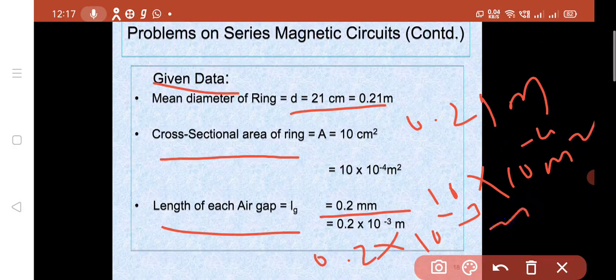So first, mean diameter of ring, D is equal to 21 centimeters, which we convert to 0.21 meters. Cross-sectional area of ring, A is equal to 10 centimeters square, so 10 into 10 to the power of minus 4 meters square. Length of each air gap, Lg, is 0.2 mm, so 0.2 into 10 to the power of minus 3 meters.